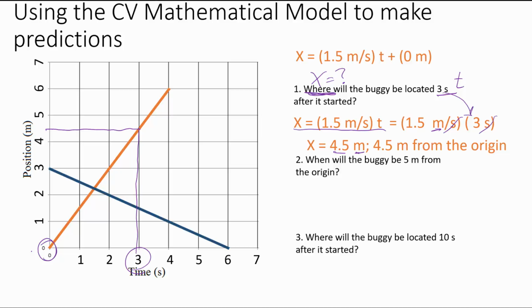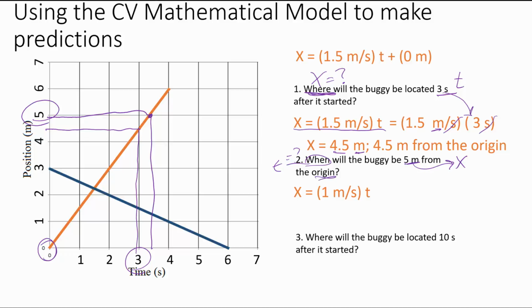Okay, now let's take a look at when will the buggy be 5 meters from the origin. So 5 meters, that's a position. And since it's from the origin, we just leave it as 5. When is a time. So we're trying to find time when position, or x, equals 5. So let's go back to our mathematical model. Or we could use the graph. How about we do the graph first? So I'm going to start over here at 5 meters, and we're going to follow that over to the line, and then follow that down to the x-axis. So I can see here that the time will be somewhere between 3 and 4. You might guess it's about 3.5.